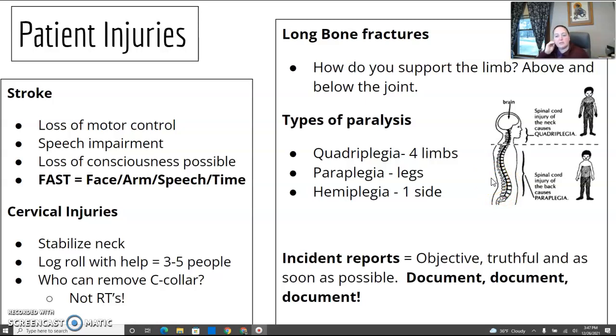Incident reports, they must be objective and as truthful as possible and be written as soon as possible. Documentation is key. So you're going to see documentation throughout a lot of the patient care information. Always document everything and follow the protocol. If you see anything as far as protocol in your answer options, following protocol is key.